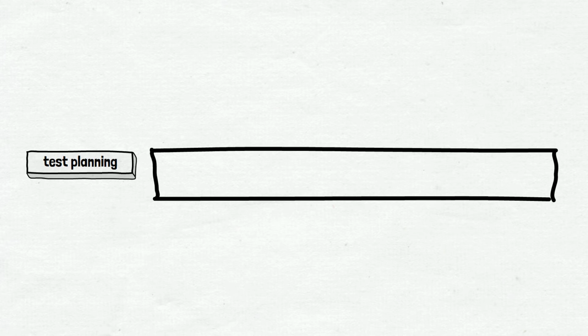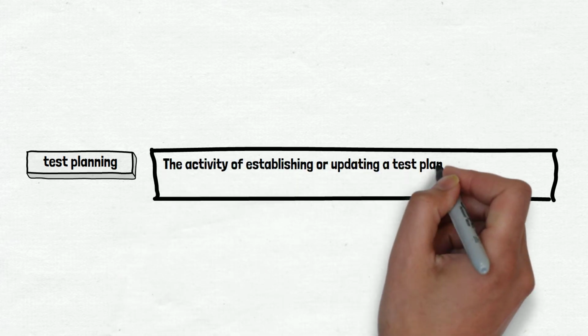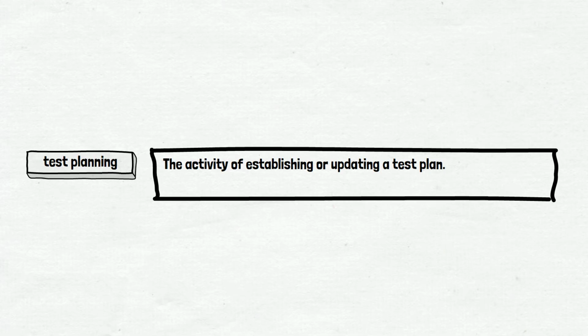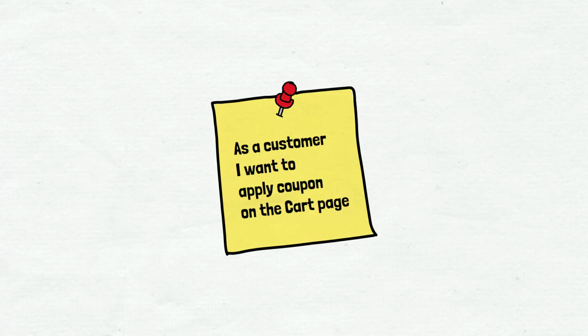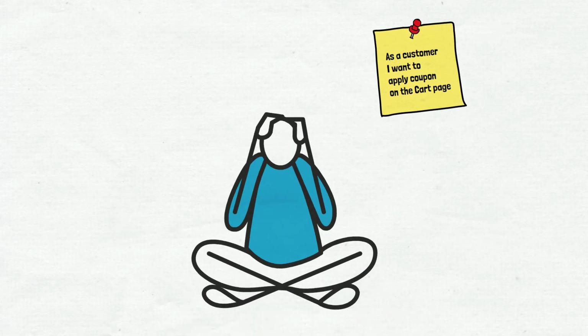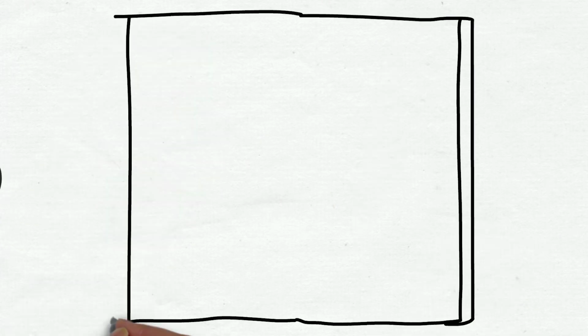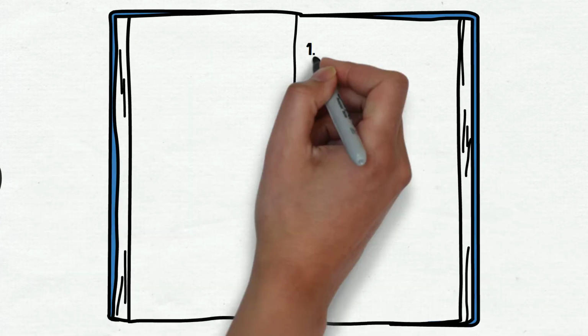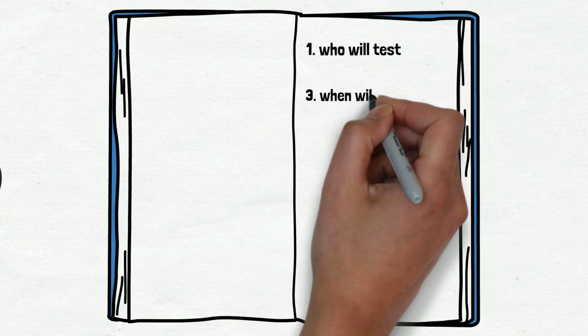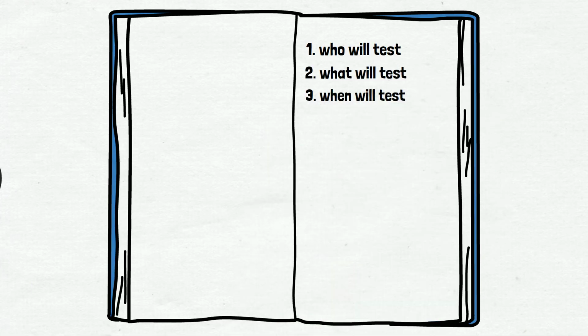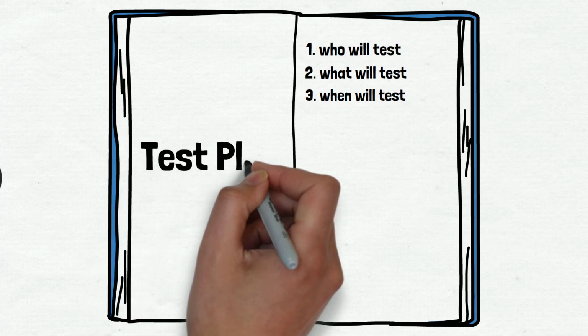The ISTQB definition sounds like this: test planning, the activity of establishing or updating a test plan. It means the following. We have the user story. As a customer, I want to apply a coupon on the cart page. So you sit and think and search for the answers to the questions: who will test, when will we test, what will we test, and many others. And the document where we write the questions and the answers is called the test plan.